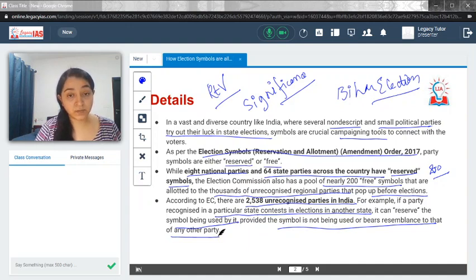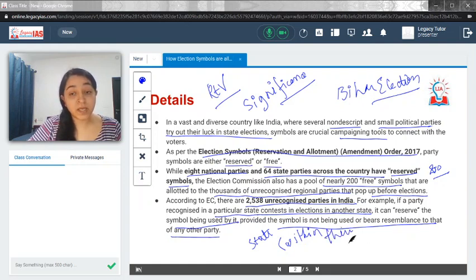Now this is something you can understand: certain state parties are recognized within their state, and if they want to extend their influence and contest elections in other states also, they can use the same symbol which they are using in the present state. But it should not bear any resemblance to, or be used by, a party which has the reserved symbol over there.